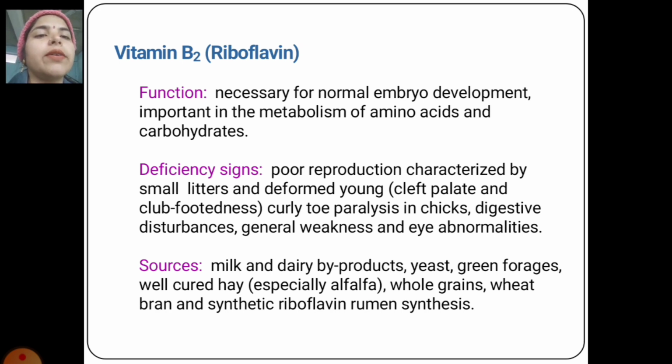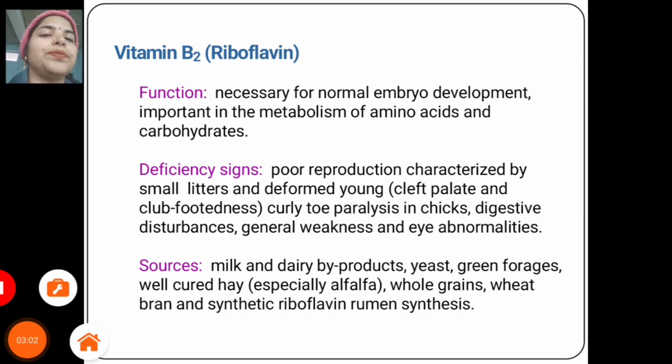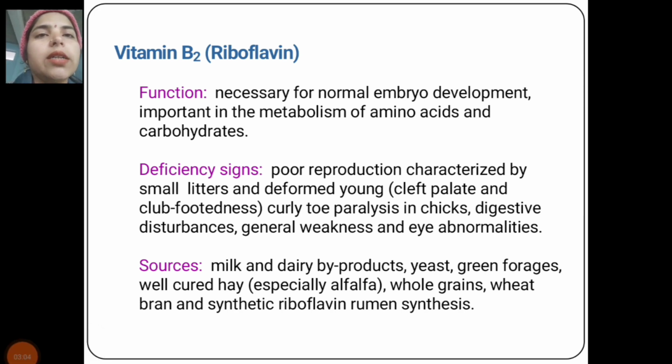The sources of vitamin B2 are milk and dairy byproducts, yeast, green forages, well cured hay, whole grains, wheat bran and synthetic riboflavin, and rumen synthesis. These are all the vitamin B2 sources, deficiency and function.